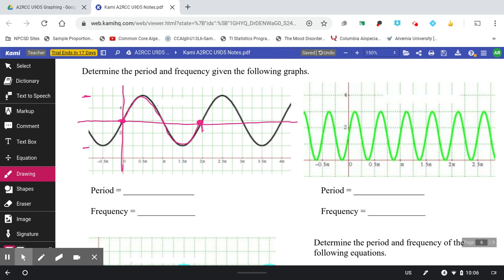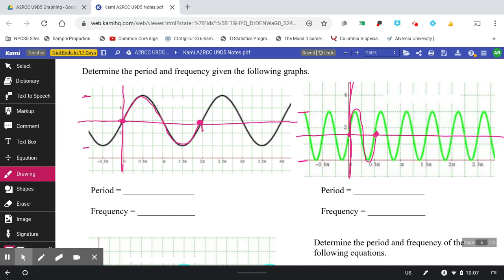Okay, the next one, when you're looking at the midline, it's between 0 and 3. So it would be at 1.5 would be the midline. So again, you draw that crossbar, and then you're looking at that is one complete cycle. So you can see what the period is right there.